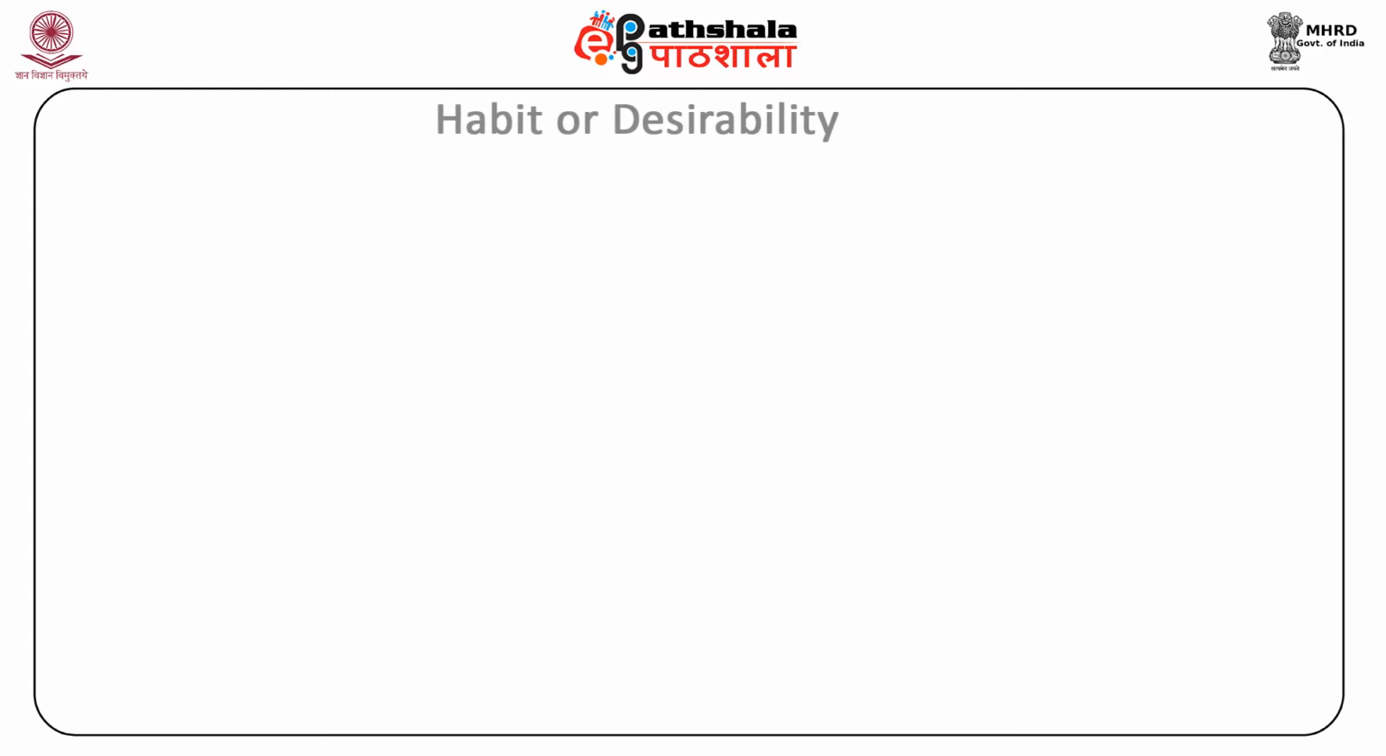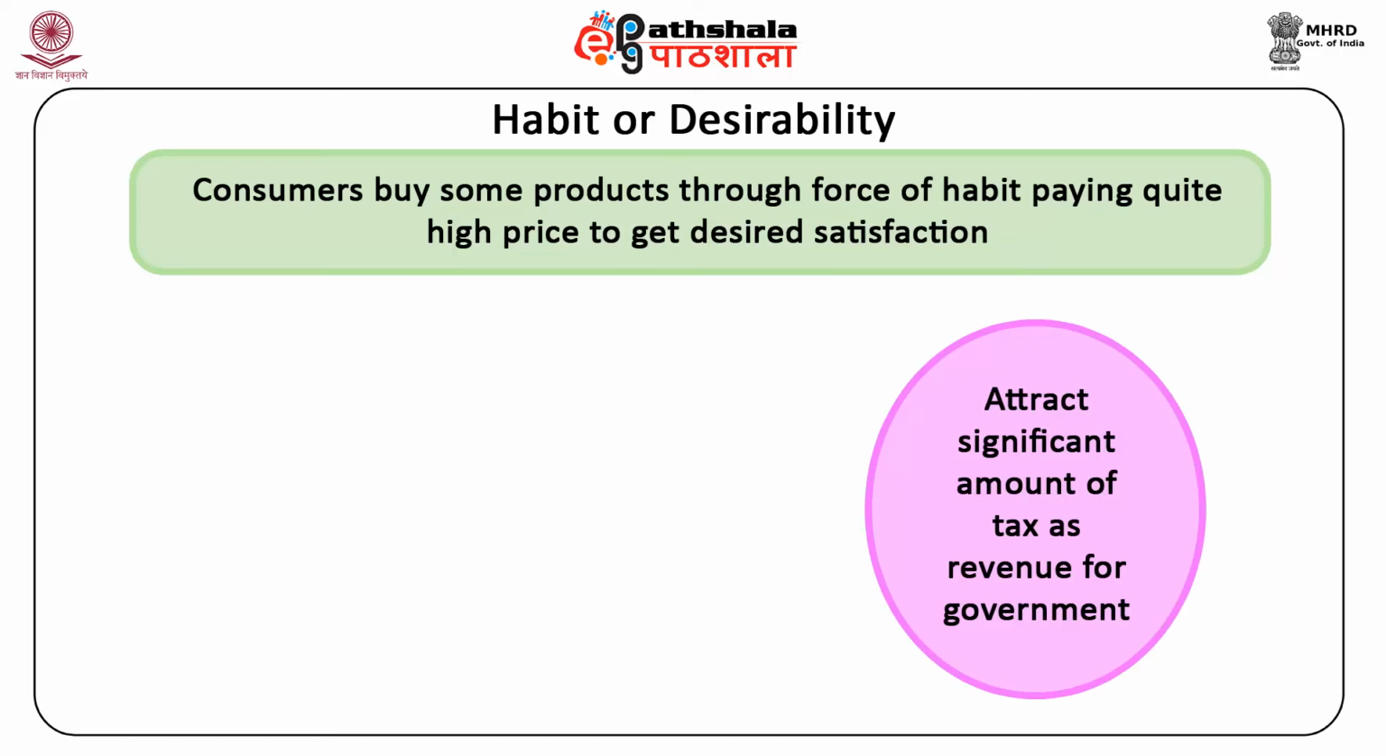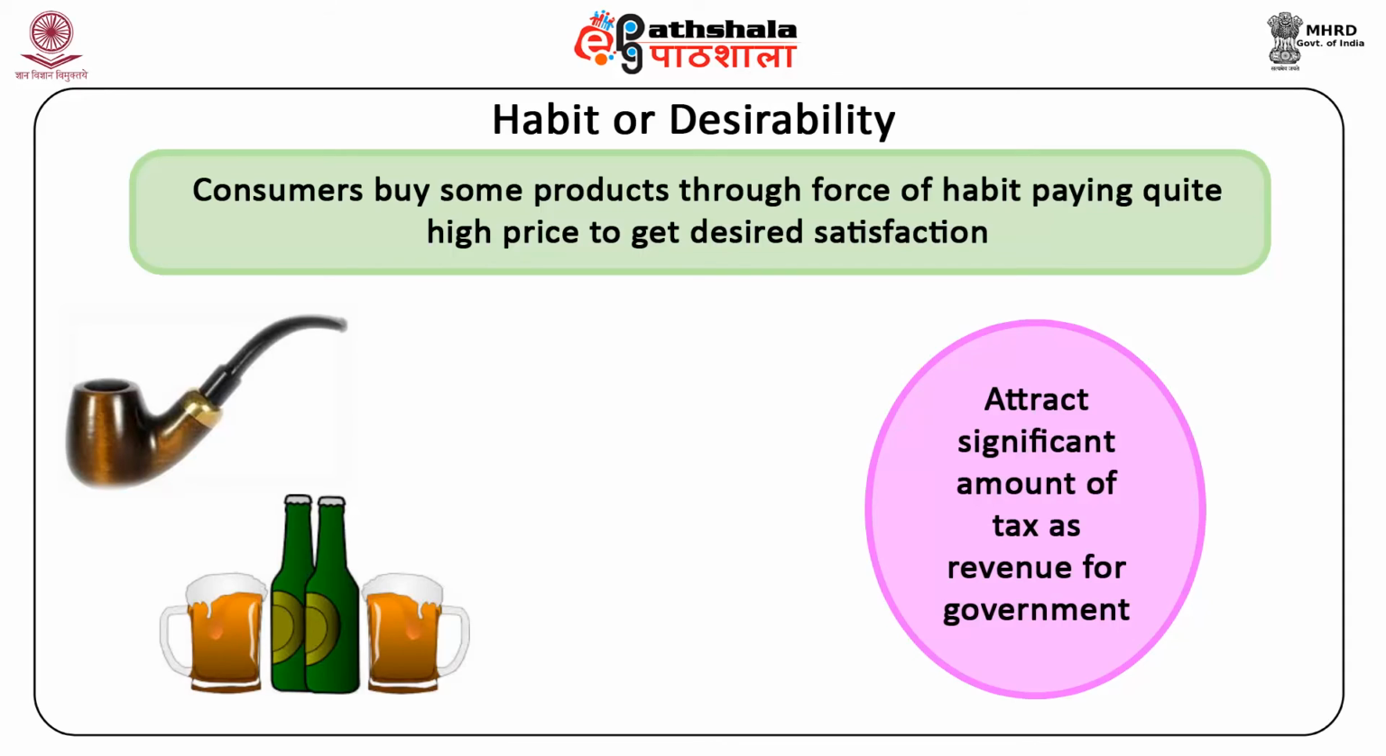Habit or desirability. This is also one of the factors that determine the elasticity of demand. When the consumer is habitual of some commodities, then demand for such commodities tends to be inelastic. Consumers tend to buy such products due to their habit patterns and pay quite a high price to get the desired satisfaction. These products even tend to attract a significant amount of tax as a way of collecting revenue for the government. Examples of such products are tobacco products, alcohol, and drugs.